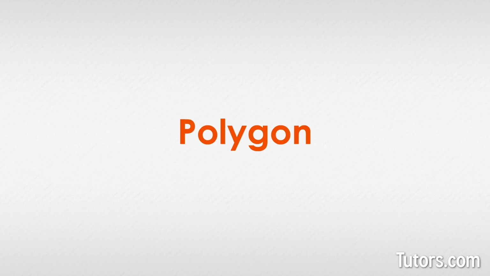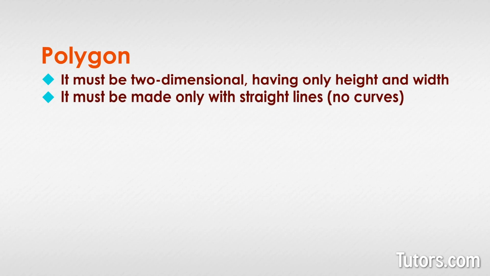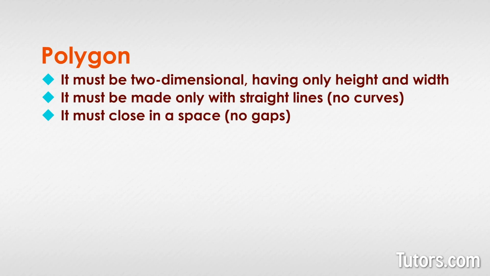To be a polygon, your shape must be three things. It must be two-dimensional, having only height and width. It must be made only with straight lines, no curves. It must close in a space, like a fence around a horse corral, no gaps.